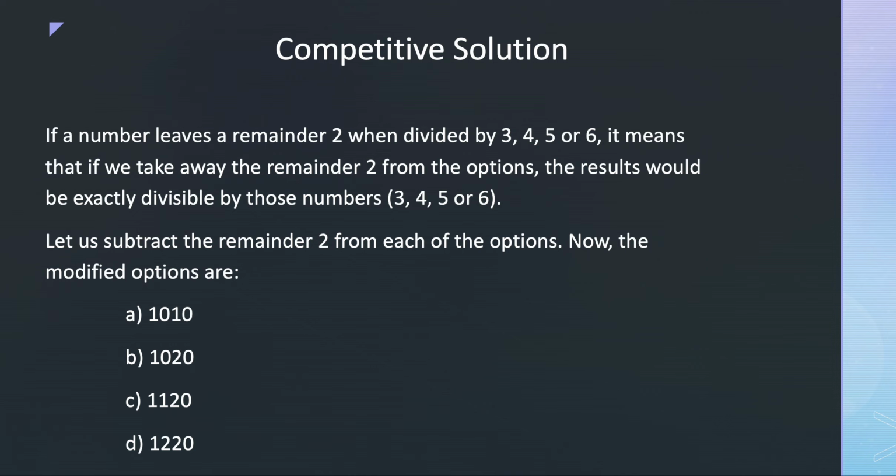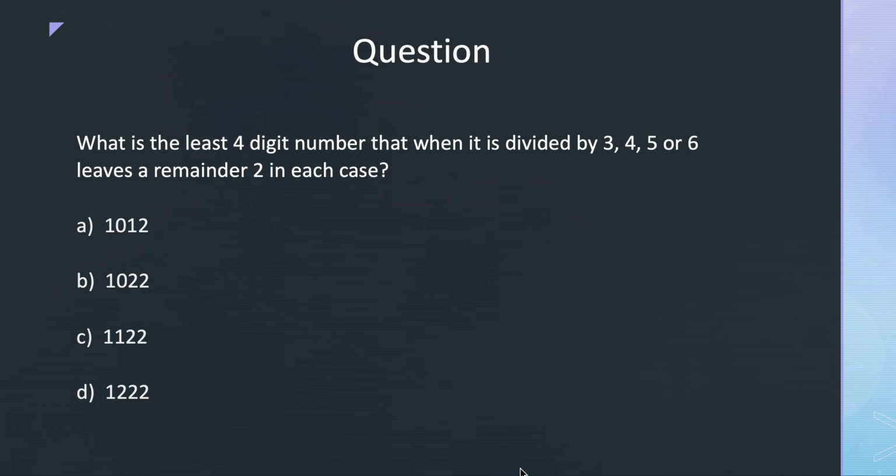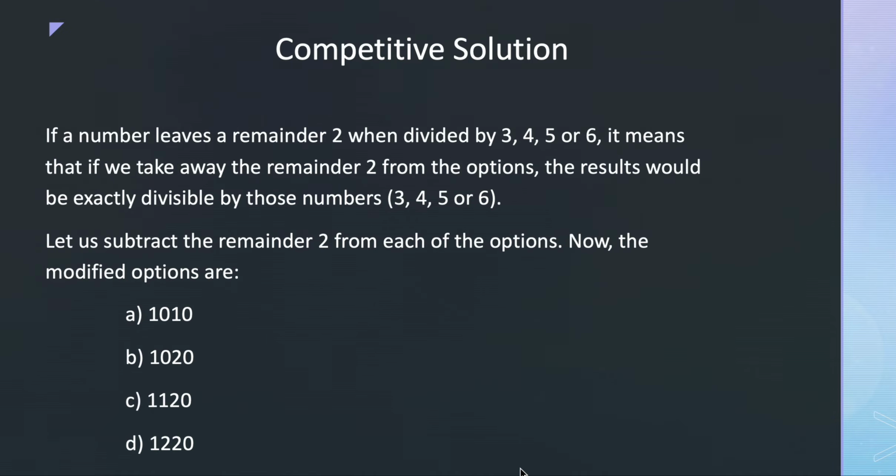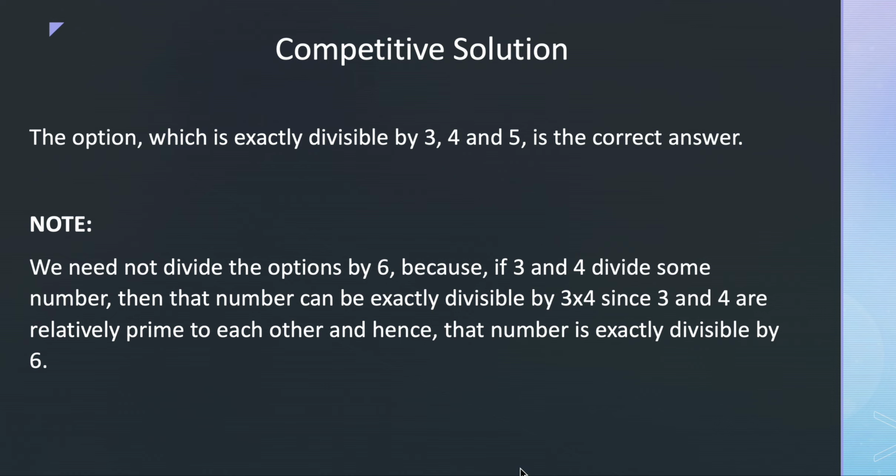So what we get from this problem is if a number leaves a remainder 2 when divided by 3, 4, 5 or 6, it means that if we take away this remainder 2 from the options, then the results would be exactly divisible by those numbers. So let's take away the remainder 2 from each of the options. These are the given options and we are going to take away 2 from each of these, which gives us 1010, 1020, 1120 and 1220.